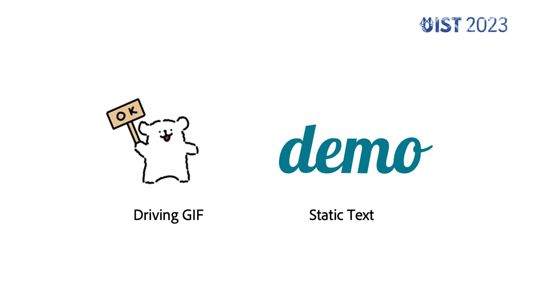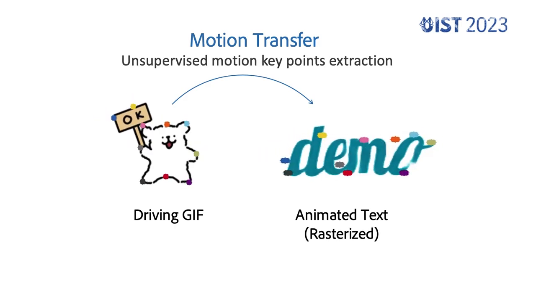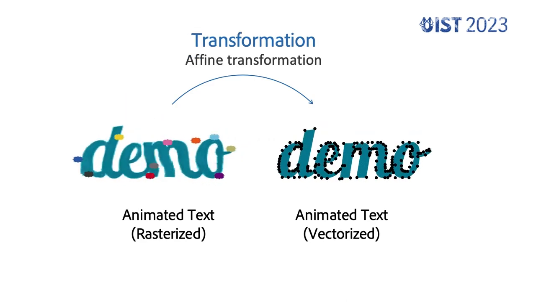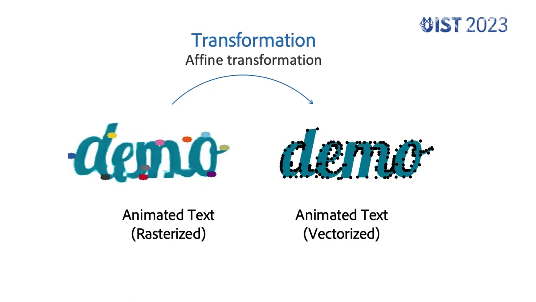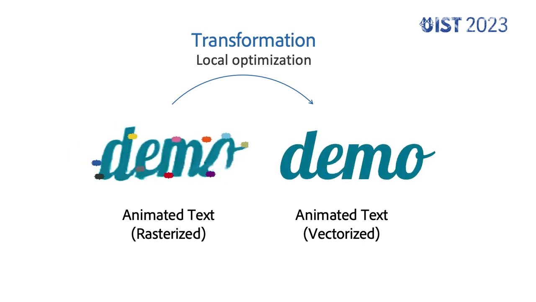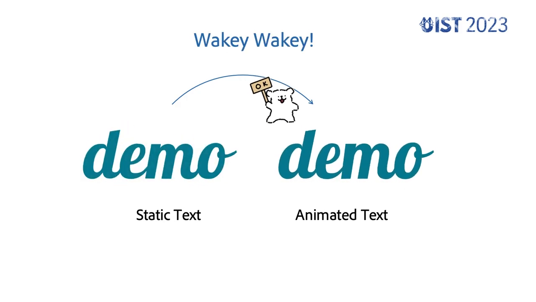Here is the demonstration. With the driving GIF and static text, cross-domain motion transfer is applied to extract motion key points of the source and the target in an unsupervised manner. It animates the text in the raster domain. Then, the colorful motion key points are mapped to the vector control points of the text using affine transformation and optimized locally to maintain the relative position of adjacent control points. In this way, the static text wakes up.